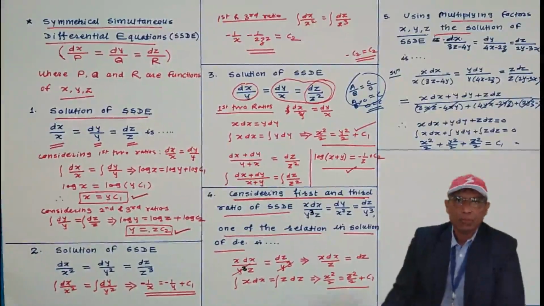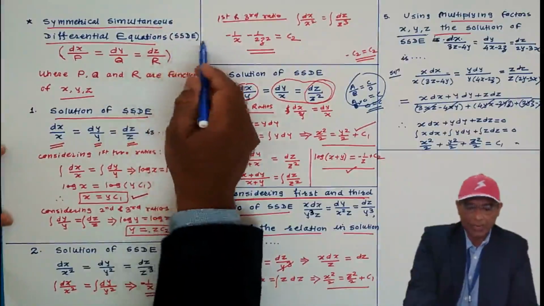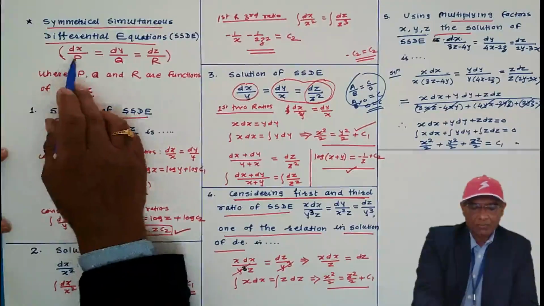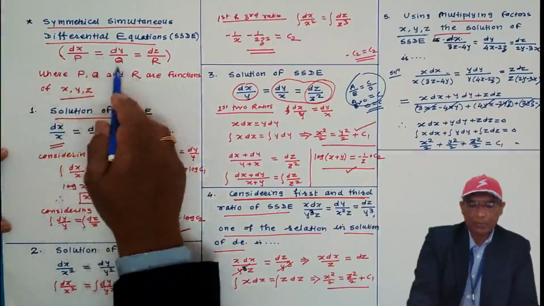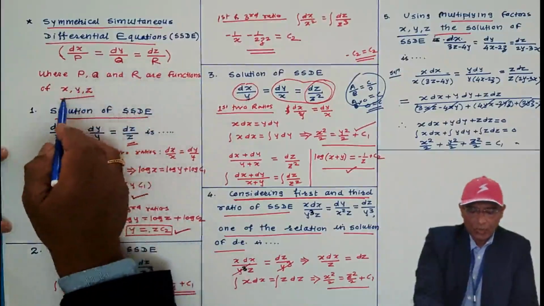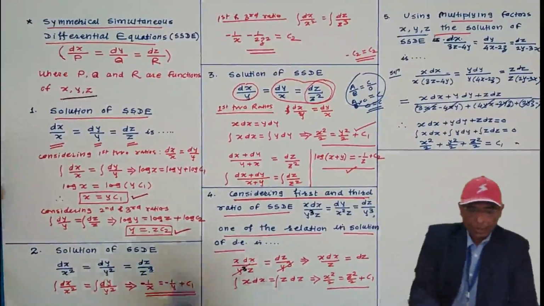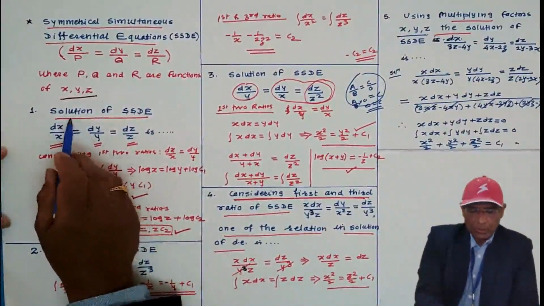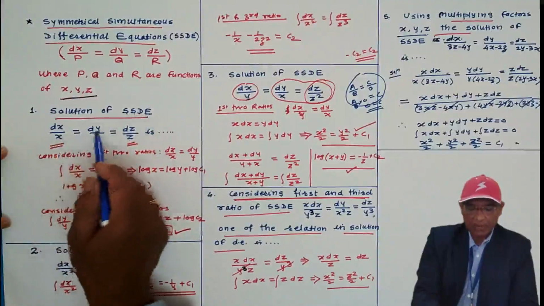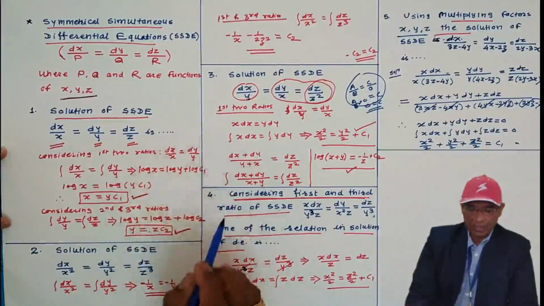Now we are going to discuss one more type, the symmetrical simultaneous differential equation, in short SSDA. Symmetrical simultaneous differential equations are of this type: dx by p equals dy by q equals dz by r, where the denominators p, q, r are functions of x, y, z. Now we are going to solve problems on this directly. The MCQ is like this: the solution of the symmetrical simultaneous differential equation dx by x equals dy by y equals dz by z is dash. The four options are given.